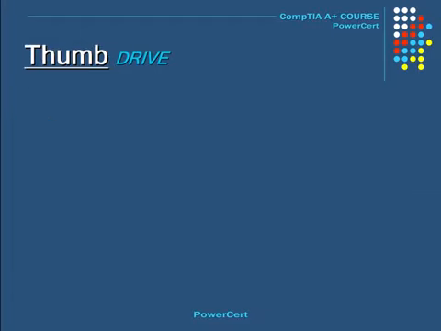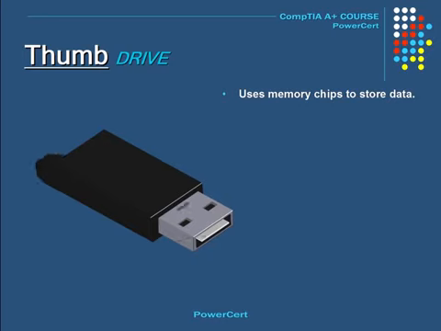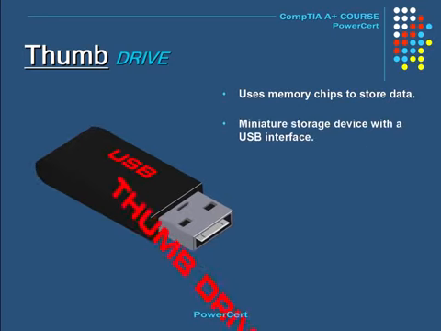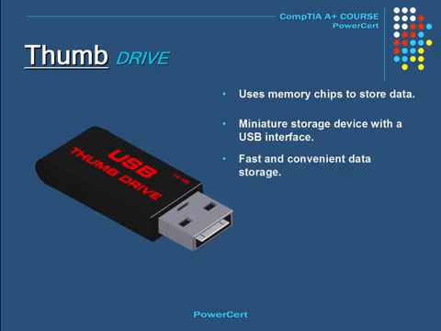Another type of removable storage is what's known as a solid-state disk. Now these have no moving parts. This type of memory uses memory chips to store data, and these include thumb drives. A thumb drive is a miniature storage device with a USB interface. These devices can store anywhere from 500 megabytes up to 256 gigabytes, and their size is small enough to fit on a keychain. These are a fast and convenient way to store data on the go.